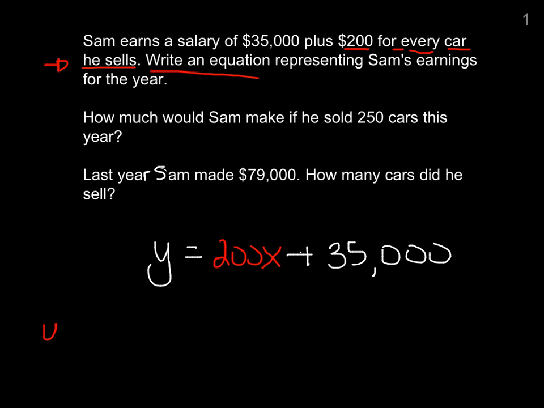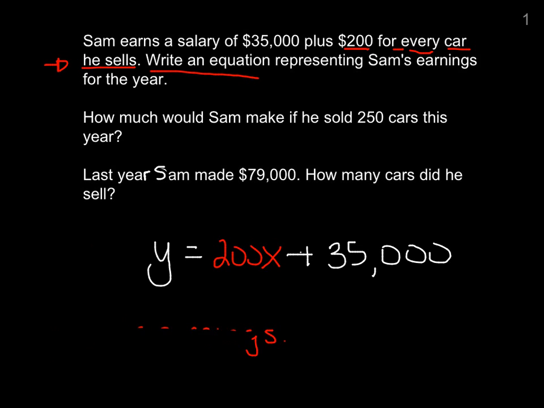Y is going to be Sam's earnings. That's how much he's going to earn. His salary is the y-intercept again, because no matter how many cars he sells, he'll always get $35,000. And 200 is per car, so we multiply that times x, which is going to represent the number of cars he sells. And so you have an equation that you can use to solve the next two examples.